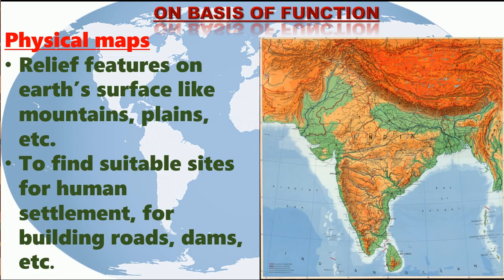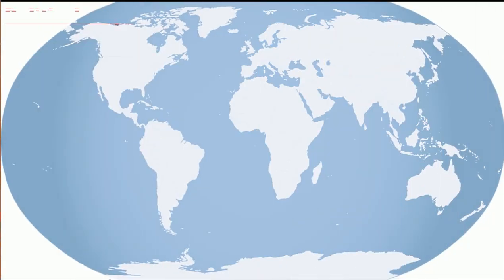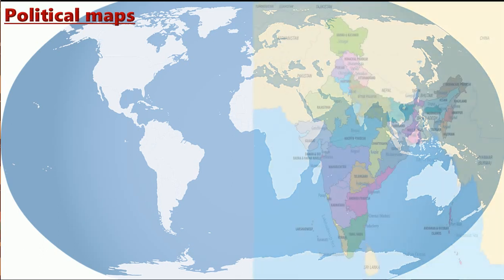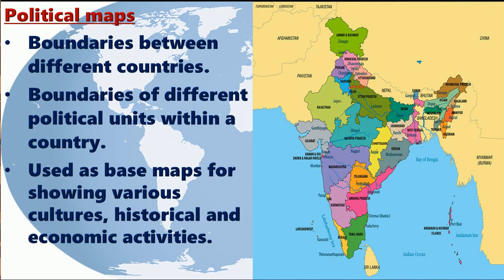Let us move on to the second type. And what is it? The second type is the political map. What does a political map look like? As you can see here, this one is a political map. Political maps show the boundaries between different countries. As you can see, this is India, this is Pakistan, here it is Nepal, Bangladesh, Myanmar, China. This map shows us the boundaries between different countries as well as the boundaries of different political units within a country.